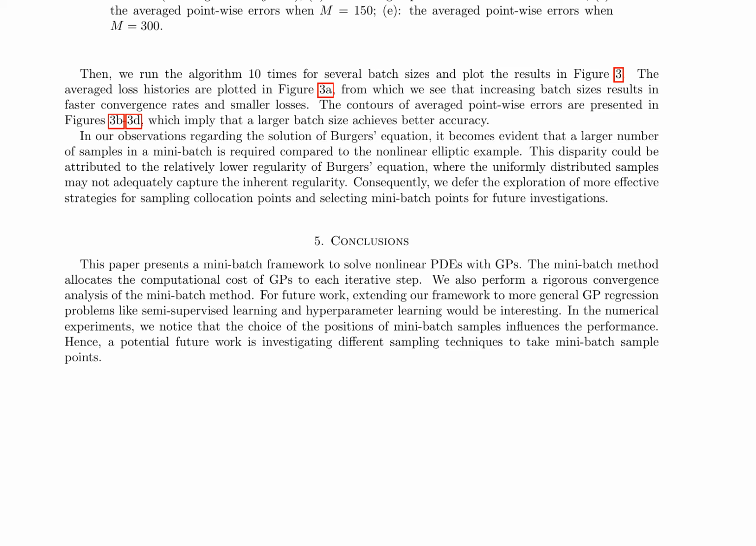The paper introduces a mini-batch framework for solving nonlinear PDEs with GPs, allocating computational cost to each iterative step. A rigorous convergence analysis of the mini-batch method is also provided. Future work includes extending the framework to more general GP regression problems, such as semi-supervised learning and hyperparameter learning, as well as investigating different sampling techniques to optimize mini-batch sample points.